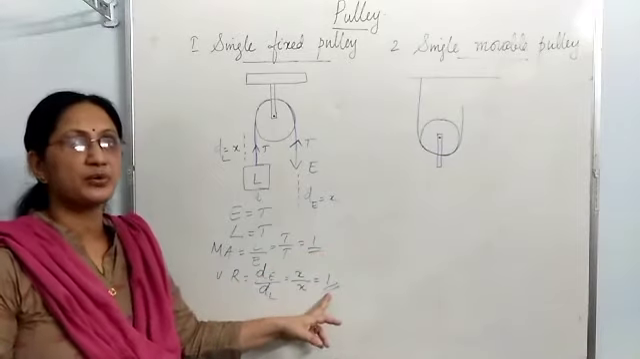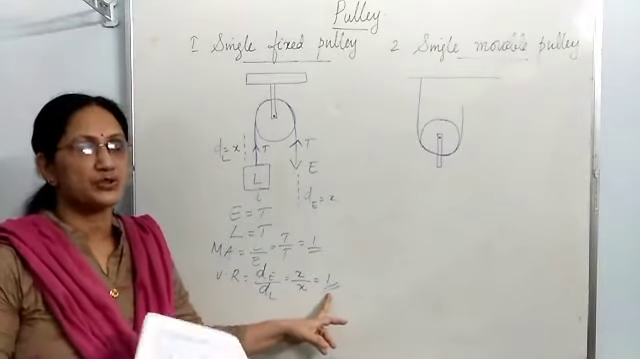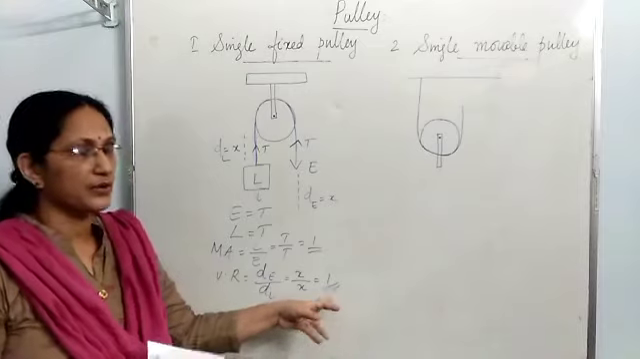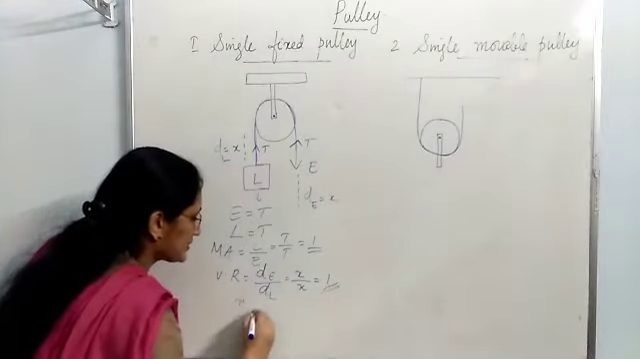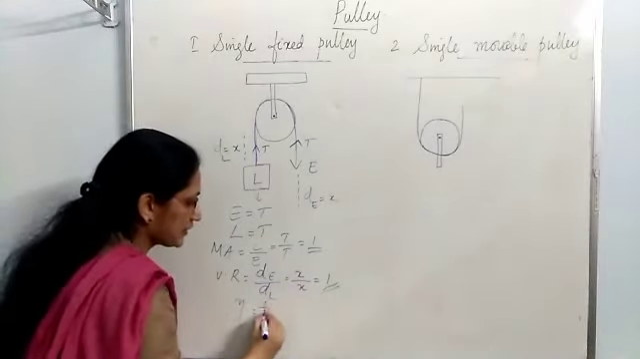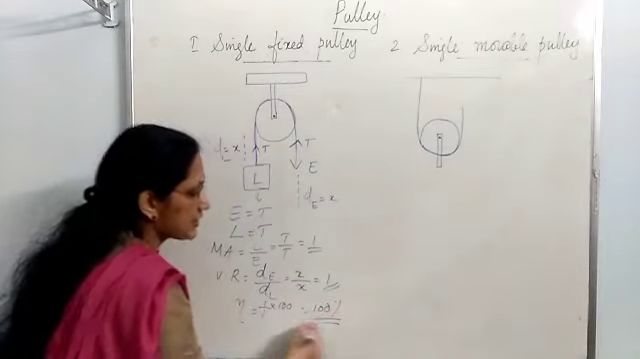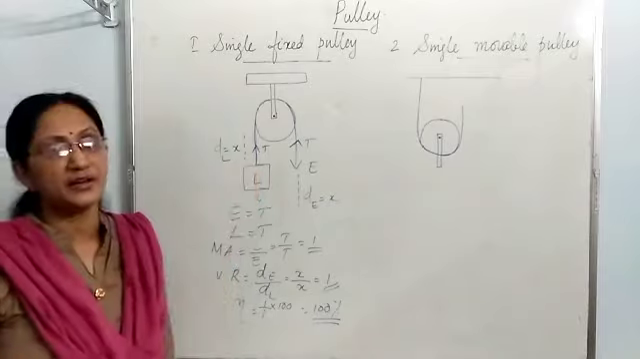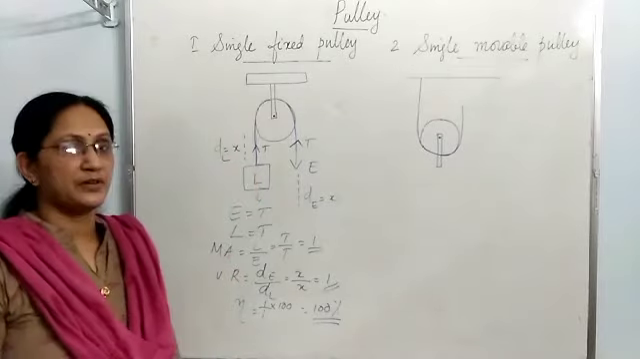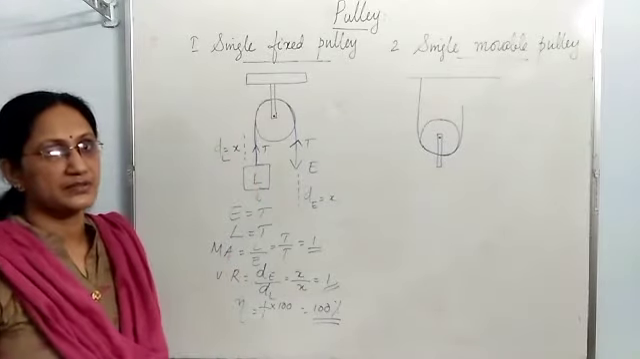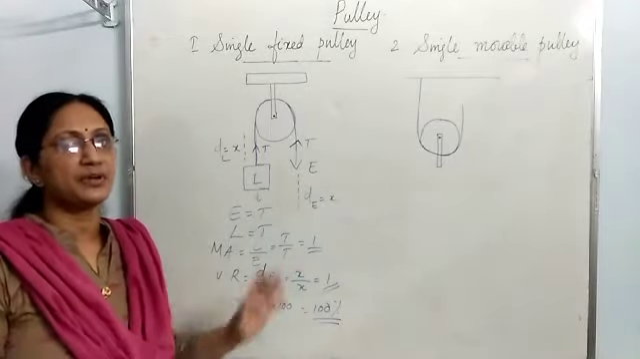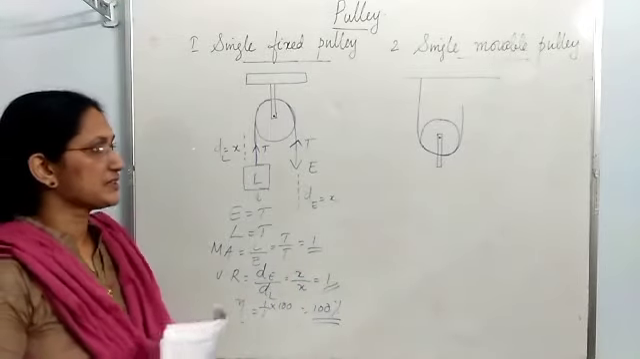Then VR is equal to 1, and that is constant. This topic we also discussed. Efficiency, if you calculate it, is MA upon VR, which means it is 100%. So if you consider this machine as an ideal machine, its efficiency will be 100%. In real working condition, it will be less than 100%.